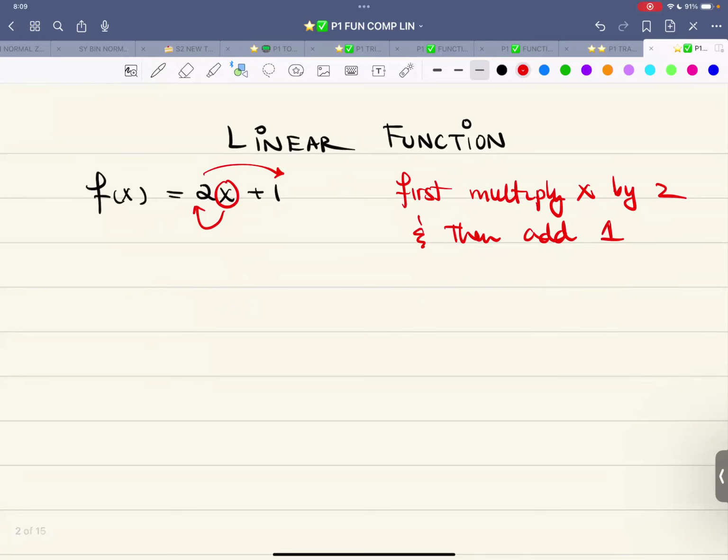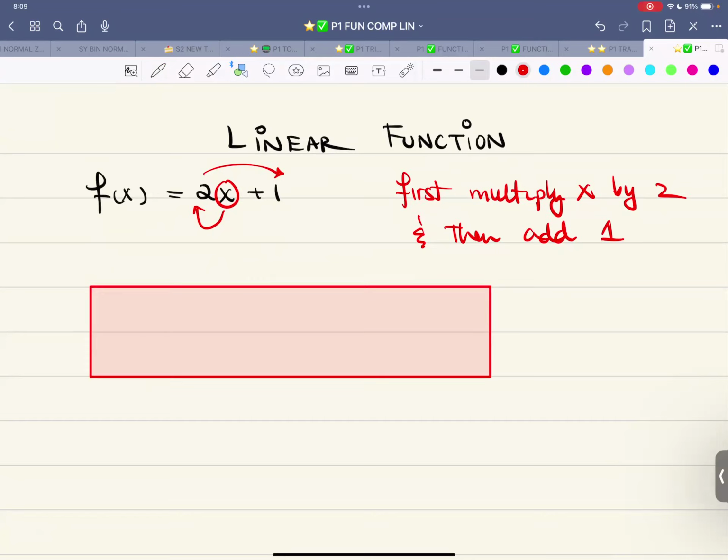Now, if I draw a table of 3, 4 values, just to give you the idea. Let me write some values over here, x. Let me write f(x), the y value. Let me write -1, 0, 1, 2. Let's start with 0. 2 into 0 plus 1 is 1. 2 into 1 is 2 plus 1 is 3. 2 2s are 4, 4 plus 1 is 5. And -2 plus 1 is -1.